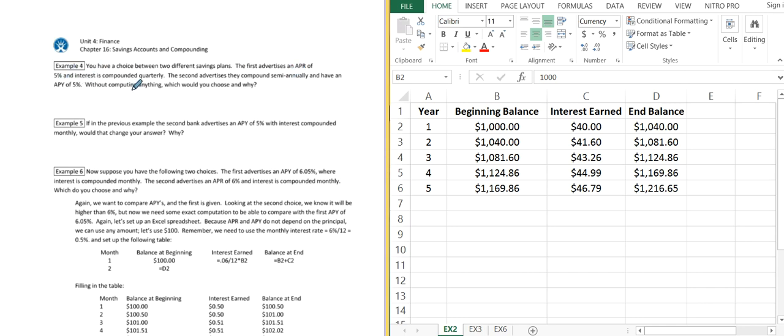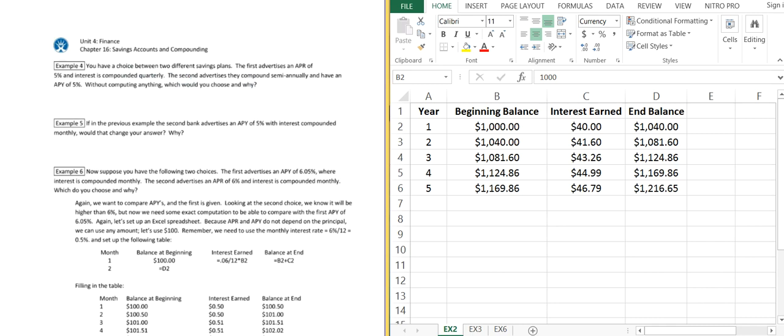So here we don't actually need to do any computations to determine which is better. At first it feels like, well, quarterly, that's 4 times a year, semi-annually is twice a year, and there's somewhat of a natural instinct to want to go with quarterly. And that would be true if both of these were advertising the APRs, but they're not. One advertises the APR, the other advertises the APY.